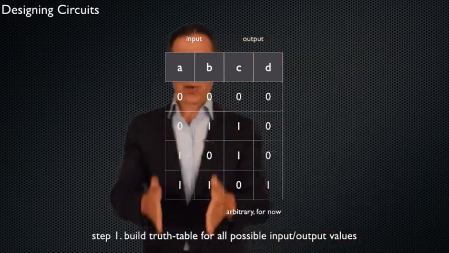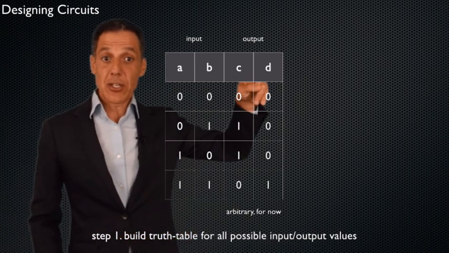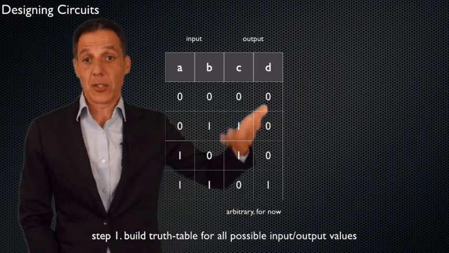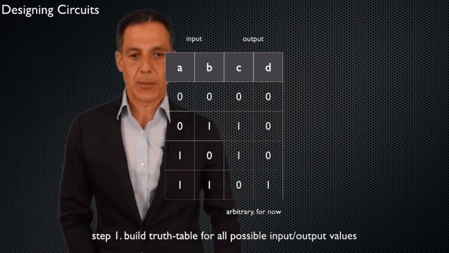I predetermined the rows. That's super easy. Just enumerate all the possible sets of inputs, and then you tell me what computation you want. If you want to add 2 things, your output has to have something to do with summation, for example, and we'll see examples of that in a few minutes. So these, again, are just arbitrary for now.